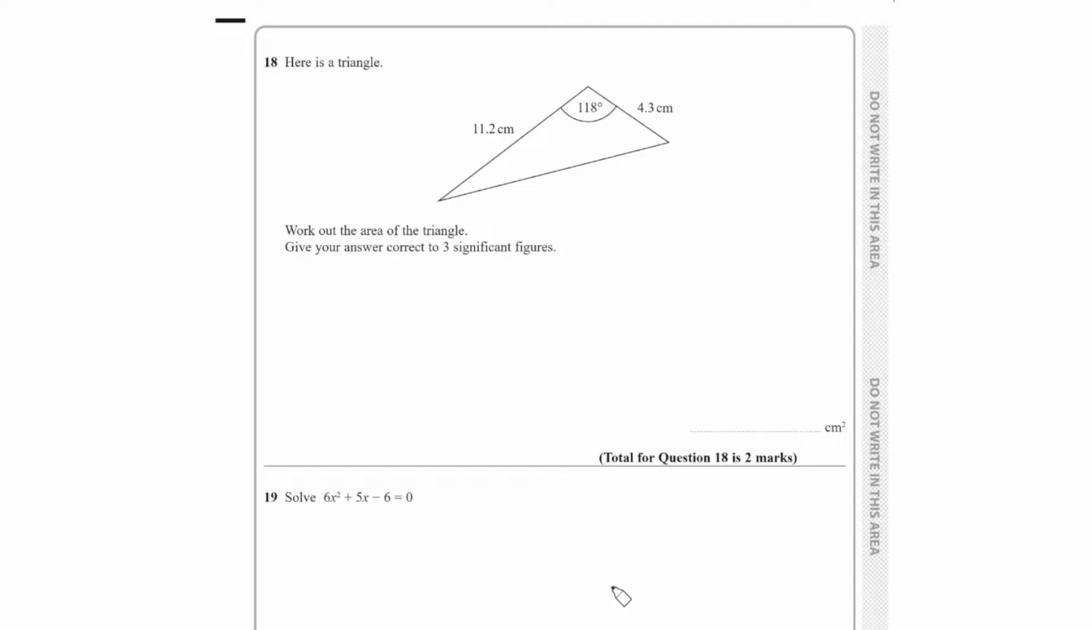Question 18, so we've got here a triangle, you can see immediately it's a scalene triangle, we've got some angles, we've got some sides, we kind of know where this is leading to. The specific question though is work out the area of the triangle.